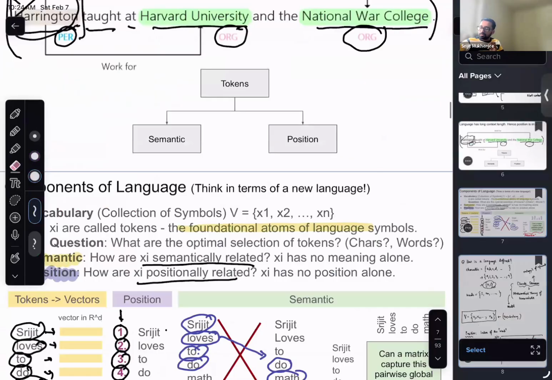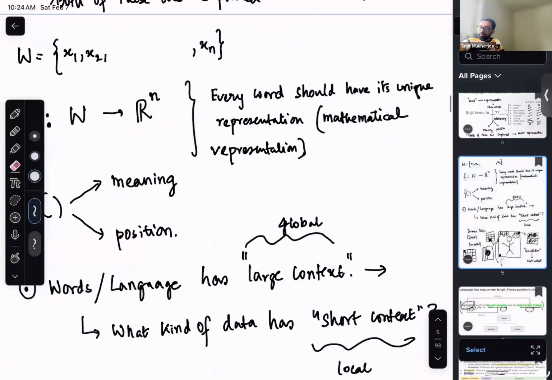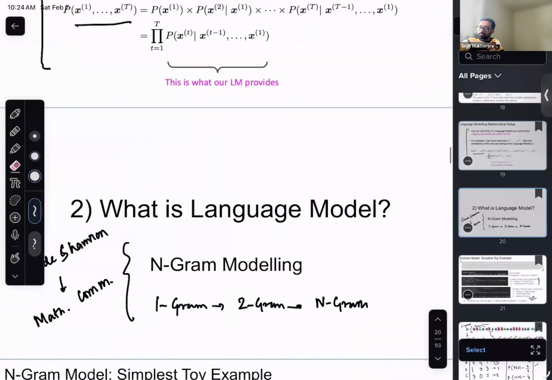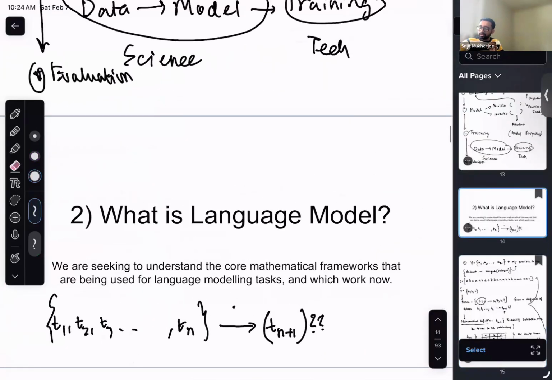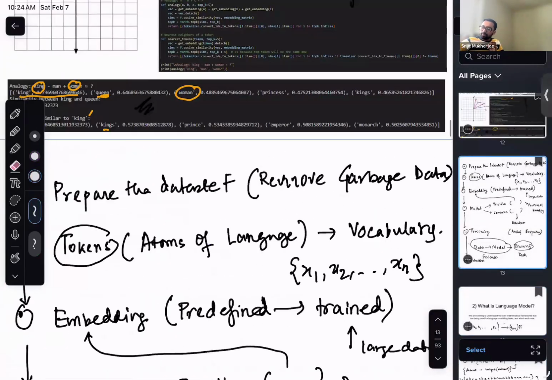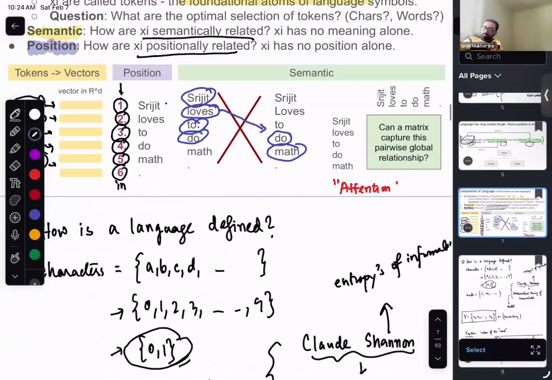Sorry. Where did I say that? Yeah, this one. This pairwise relationship.